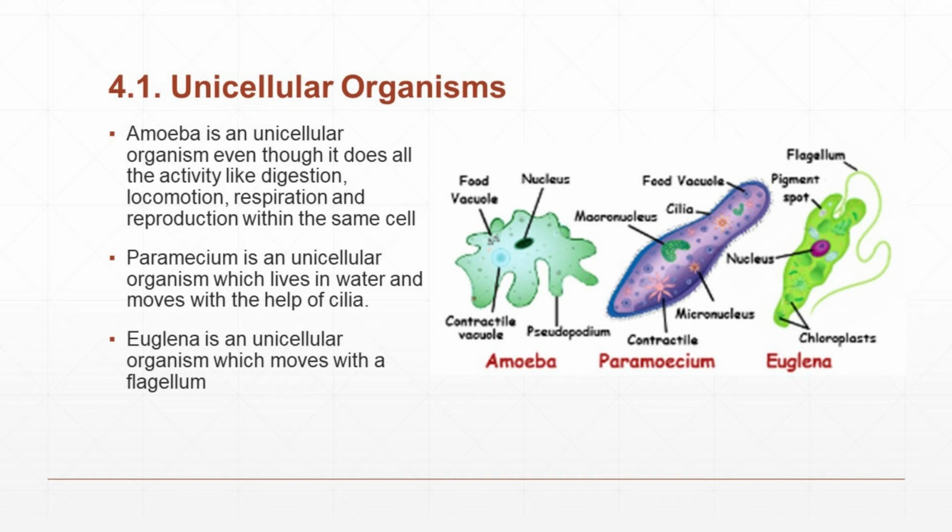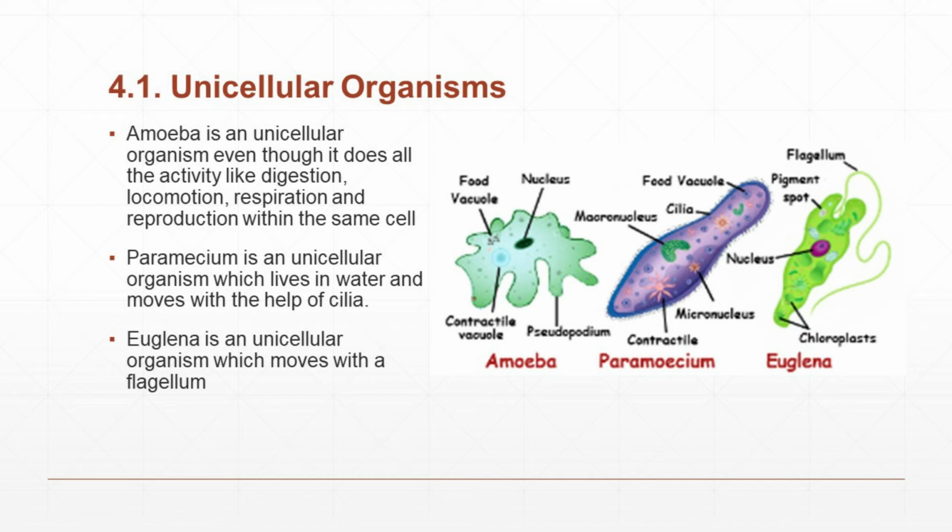Now let us learn one by one: about amoeba, then paramecium, and what special features Euglena has. These three microscopic organisms we are going to learn. First, amoeba. Amoeba is a unicellular organism.